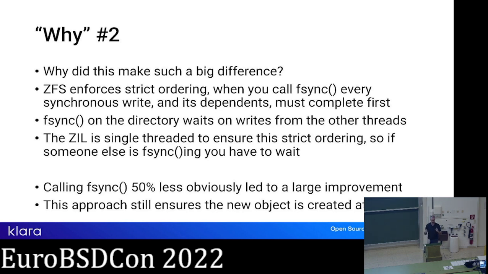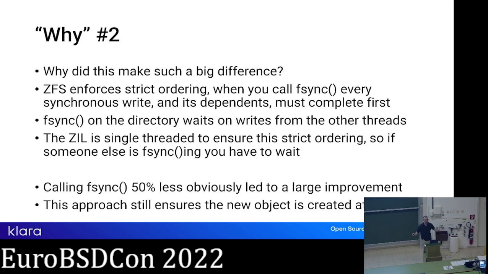So then, it was like, why does this make such a big difference? And like I said, ZFS is enforcing the strict ordering. So when you call fsync, every other fsync that's already been called has to finish in the right order before yours does. For example, all the writes to the file we just created were asynchronous. But when you call fsync on the file, all those asynchronous writes that aren't done yet get upgraded to be synchronous, and all of those have to finish too.